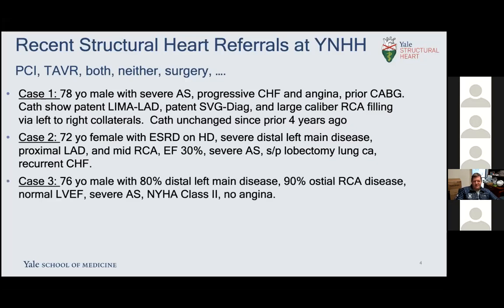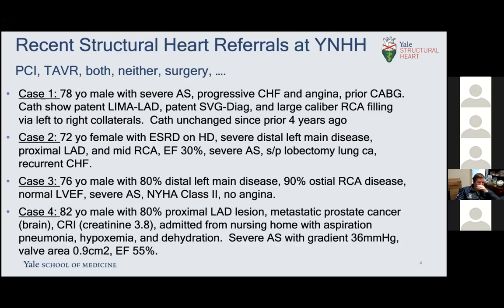Case 3 is a 76-year-old guy with distal left main disease as well, a 90% ostial RCA, normal EF, class 2 heart failure, and no angina. And lastly, case 4 is an 82-year-old male, 80% proximal LAD, metastatic prostate cancer to the brain, creatinine of 3.8, admitted from a nursing home with aspiration pneumonia, and has severe aortic stenosis.